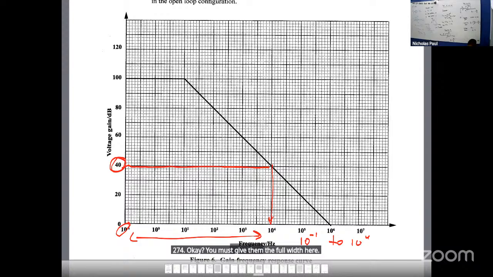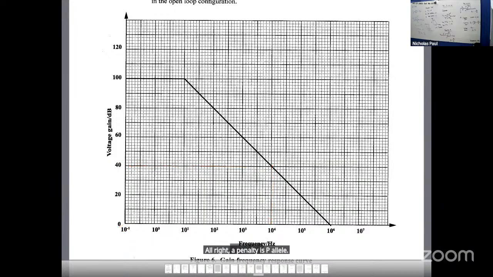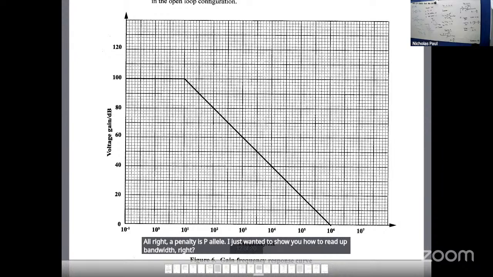You cannot change this scale here. I just wanted to show you how to read off the bandwidth. One more.